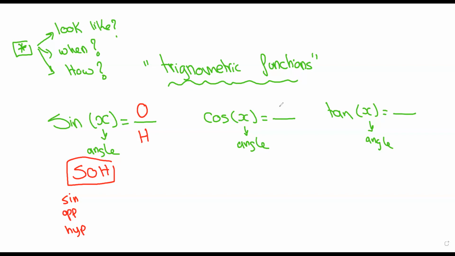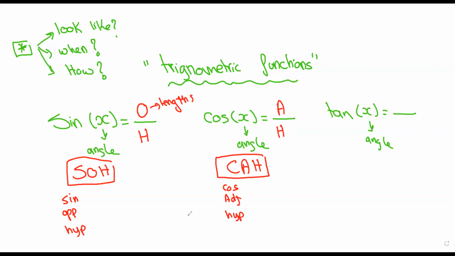The cosine is the length of the adjacent divided by the length of the hypotenuse. Length. These are lengths because they're sides. Okay? And the cosine function is summarized into CAH. C stands for cosine, A stands for adjacent, H stands for hypotenuse.